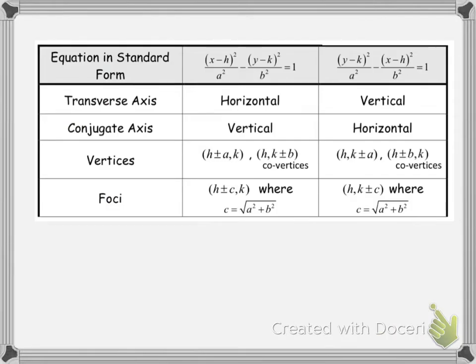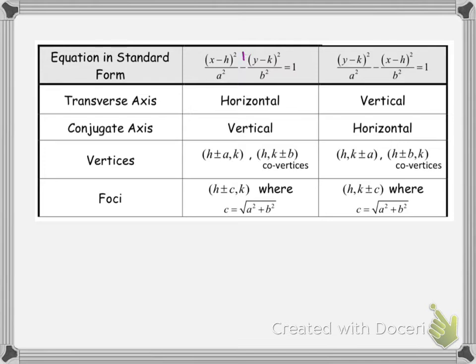So here is the equation of a hyperbola when it is in horizontal form, and this is the equation when it is in vertical form. Now, the first thing I want to point out to you is that the two rational terms are being subtracted, whereas in ellipses, we had a plus sign. So that's the major difference in our formulas.